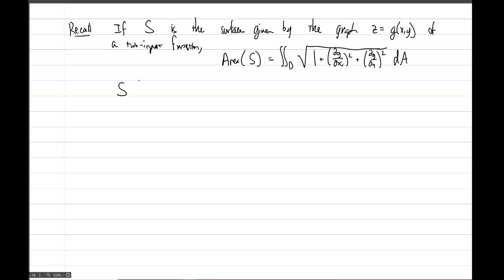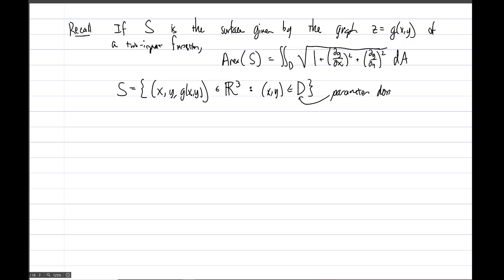Here, capital S, just to clarify what the region was. This was actually all points of the form x comma y comma g of x comma y, belonging to three-dimensional space, so R3, where x comma y runs through all points capital D in the parameter domain. Apologies for this notation if you're not as familiar with it, but you just go through each x comma y that belongs to capital D, and then you create a point in three-dimensional space, which is x comma y comma g of x comma y.